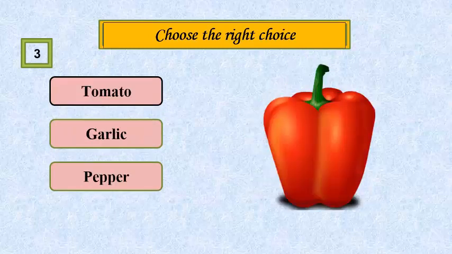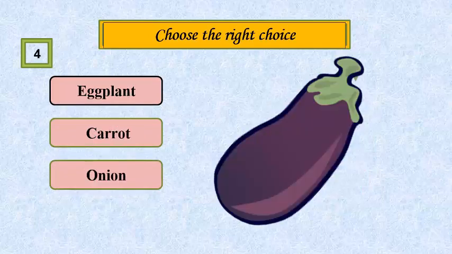Number 3. What's this? Is it tomato, garlic, or pepper? The correct answer is pepper. So what's this? Is it eggplant, carrot, or onion? The correct answer is eggplant.